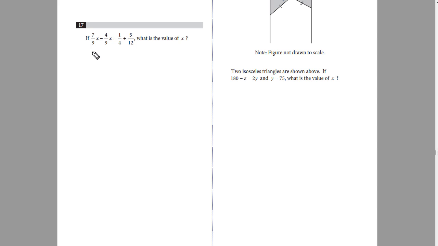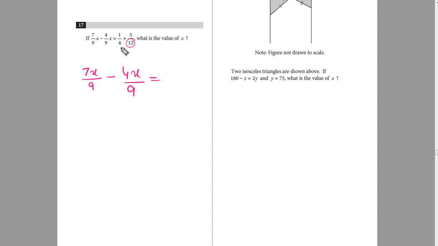Question number 17. If 7 over 9x minus 4 over 9x is equal to 1 over 4 plus 5 over 12, what is the value of x? So this is a simple algebraic equation, and we need to find out the value of x. So let's solve it. For 7 over 9x, I can write it as 7x over 9 minus, for this one I can write it as 4x over 9. And on the right side I will make the denominator common.